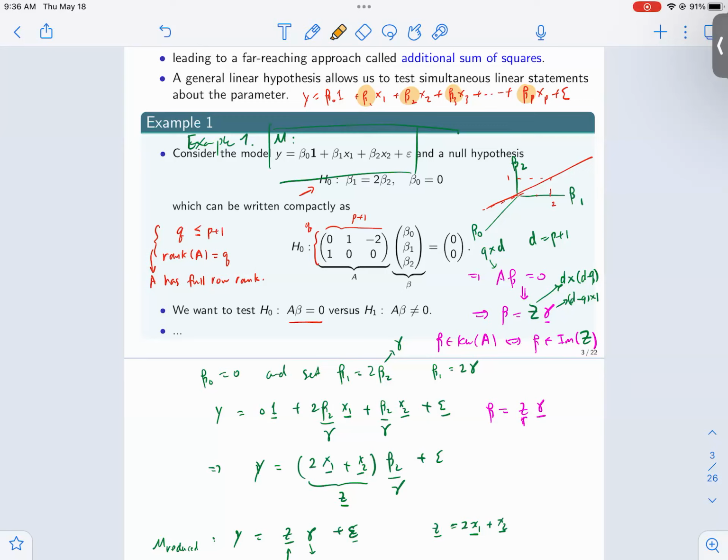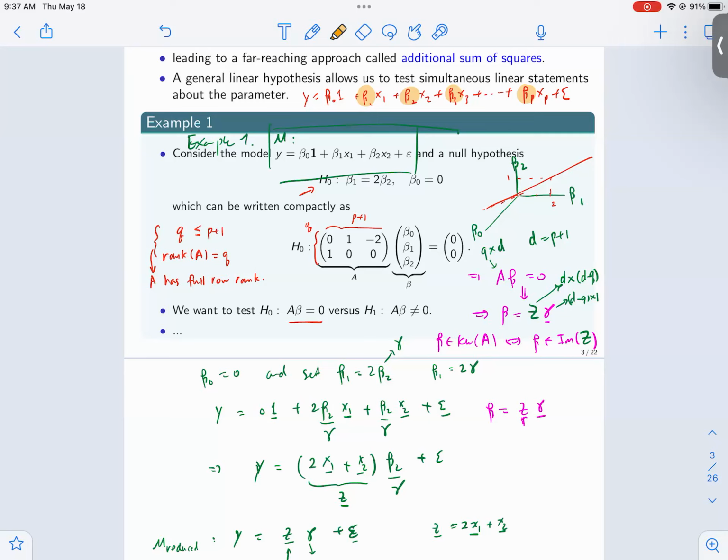Alternatively, you can write it usually in our case as Z gamma, where Z is a matrix. Gamma is now a set of free parameters. So these are dual representations. The first one is saying beta is in the kernel of A. The second one is saying beta is in the image of Z. And how to get from the first representation to the second is a linear algebra problem. In most examples that we do, this is quite obvious. You can produce something like that.